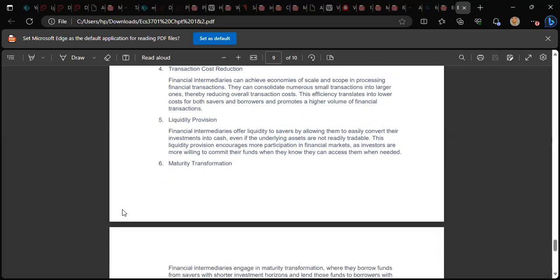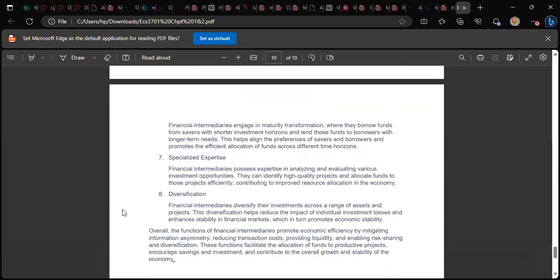And then maturity transformation. So here, financial intermediaries engage in maturity transformation where they borrow funds from savers with shorter investment horizons and lend to those with longer term needs. So this basically helps align the preferences of savers and borrowers to promote efficient allocation of funds. Specialized expertise, obviously. If you want good financial advice, go to the banks, go to these financial intermediaries. They will ideally give you expert advice.